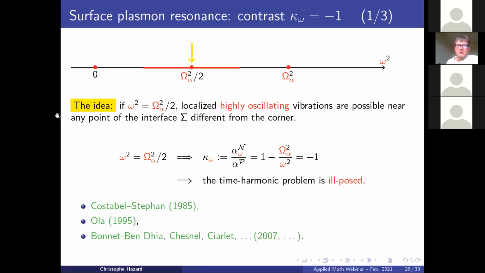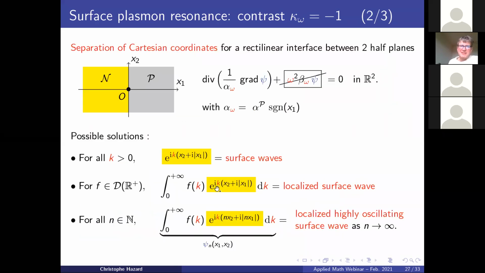So first, the case of surface plasmons. I'm interested here in this particular value. And in that case, as I said, I can have localized waves which are highly oscillating near any point of the interface between the positive and the negative material. And this point, as I said before, is related to the contrast -1, which was exhibited by Costabel and Stephan, who showed that the time harmonic problem is ill-posed in that case. And how do we see that?